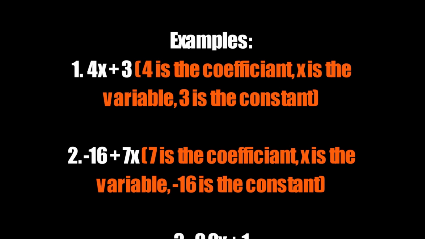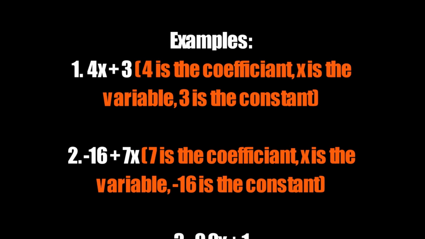Here are some examples. Example number 1 is 4x plus 3. 4 is the coefficient, x is the variable, and 3 is the constant. Number 2, -16 plus 7x. 7 is the coefficient, x is the variable, and -16 is the constant.